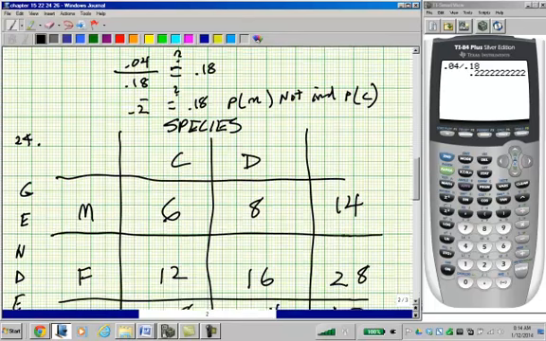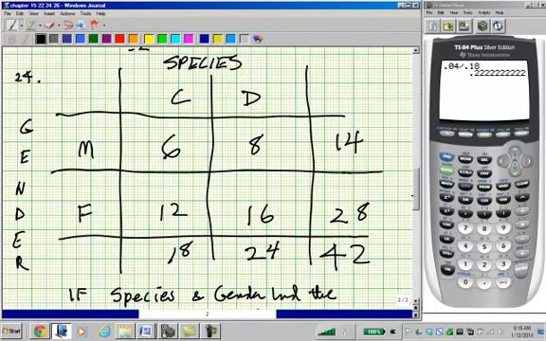Now, for number 24, make a two-way table for species and gender. So we have cats and dogs and males and females. And we're not told very much, but we can fill in the whole table from what we're told. The local animal shelter reports that it has 24 dogs and 18 cats. So we're going to fill in the margins here.